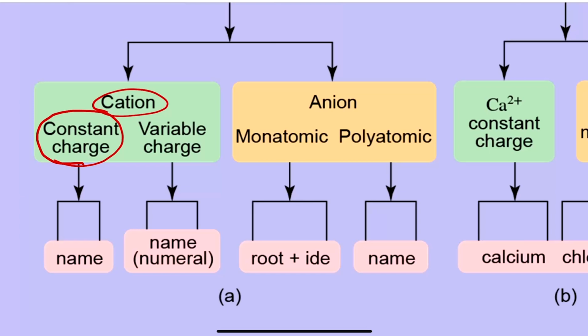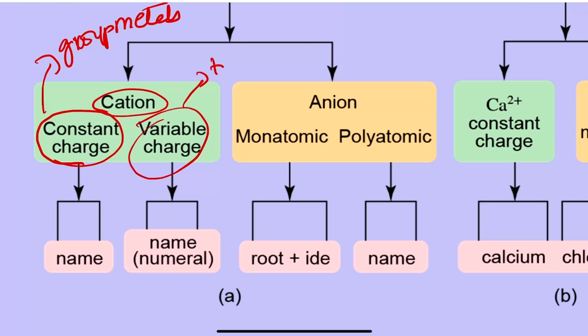If I do not have a transition metal, so this is group metals, I have a constant charge. And variable charges is when you have transition metals. So if you remember, transition metals can have variable oxidation states, which means what? Like copper. Copper can be Cu+, copper can also be Cu2+.